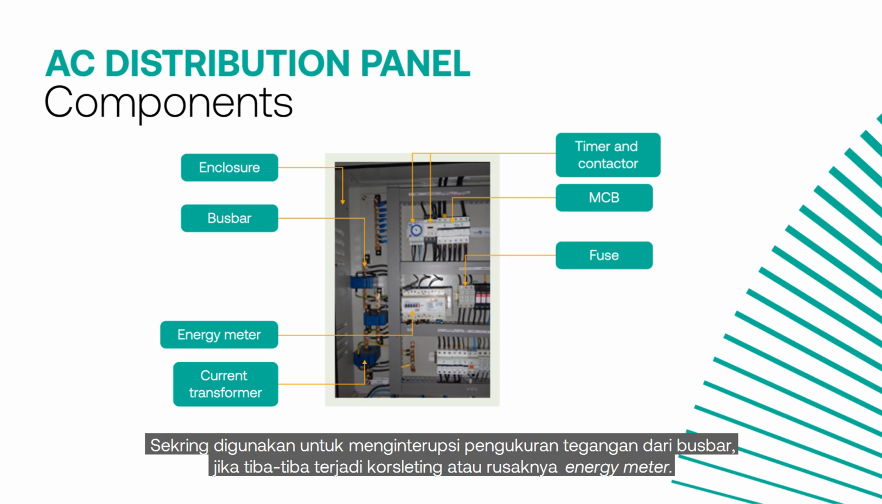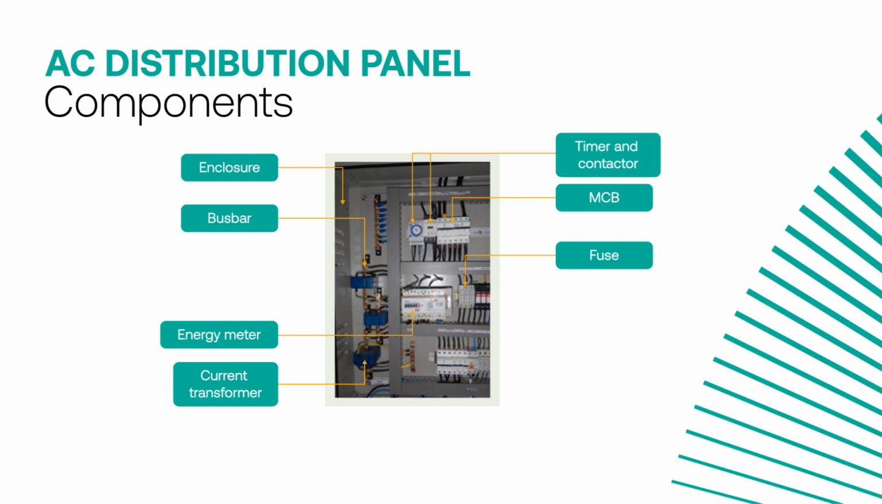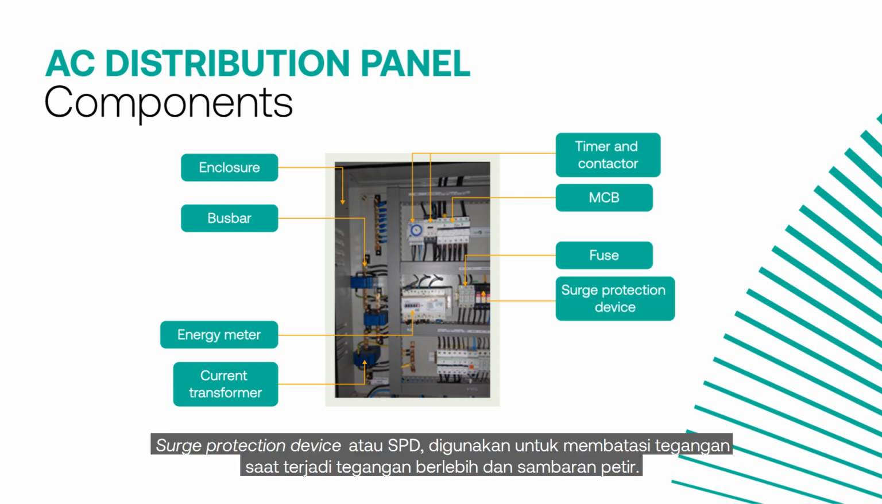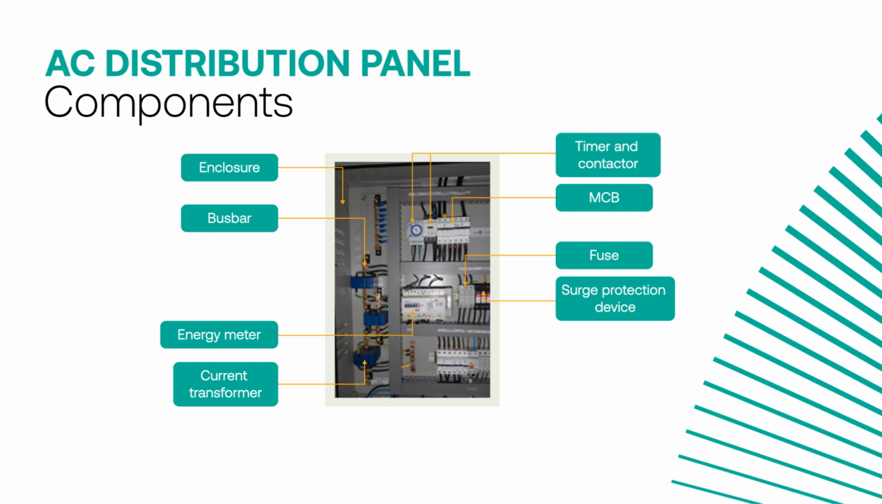Fuse is used to interrupt the voltage measurement from the bus bars in case of sudden short circuit or damaged energy meter. Surge protection device, or SPD, is used to limit voltage in the event of overvoltage and lightning strikes.